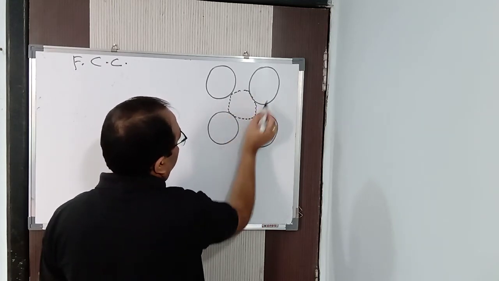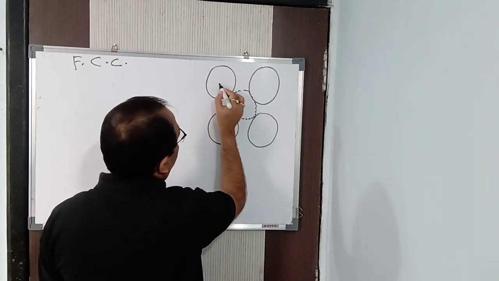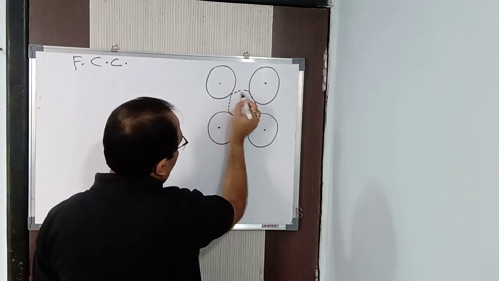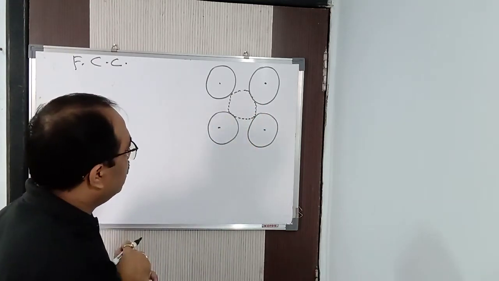This is one face. This is one particular face. We can say that. Clear? So this is a center, this center, this center, and this is a center. We can say, so atoms, this is at the center. You can see I have done it here, dotted line, you can see the atoms at the center.